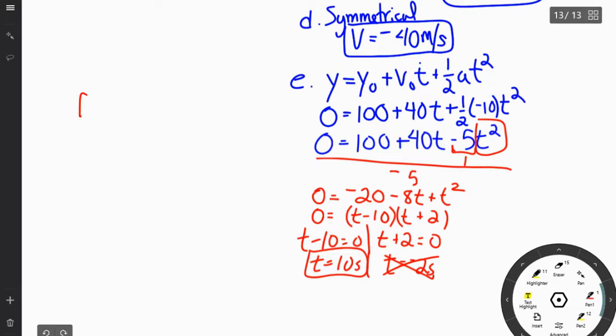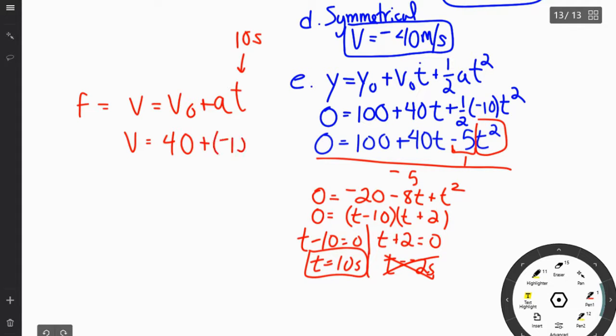Okay. So now we do part F. How fast is it moving at the bottom? So we're going to use our final velocity equation. So v equals v0 plus at. This is going to be the fact that it takes 10 seconds for the entire trip. So we're going to start at 40, because that's our initial velocity, plus -10 times 10. So -10 is acceleration. It takes 10 seconds for the entire trip. So it's going to be 40 minus 100. And so our final velocity at the ground is -60 meters per second.